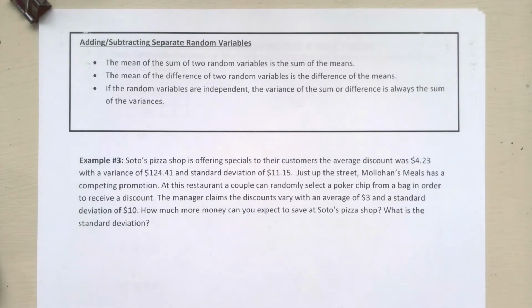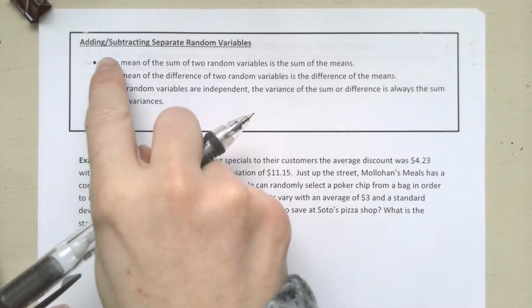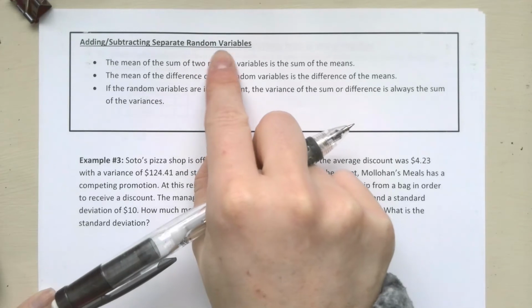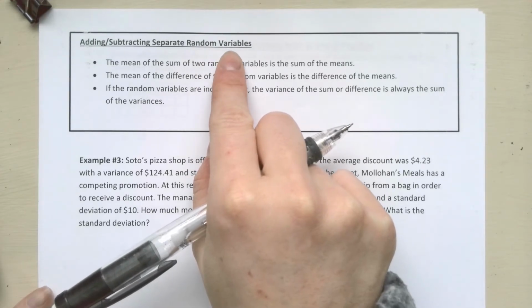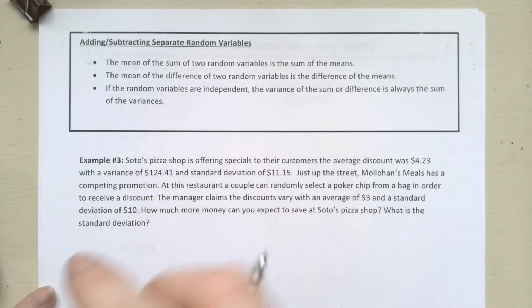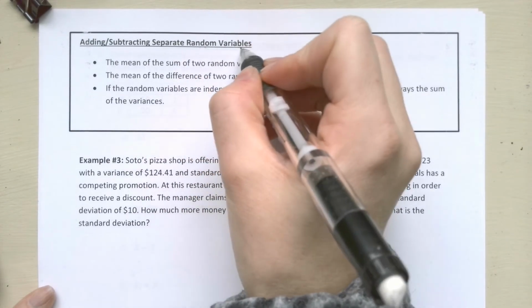On this next page, we are now going to be looking at adding and subtracting separate random variables. So we're going to have 2 different random variables this time. That might mean that we have 2 different games that are happening. You might be flipping a coin and rolling a die. There might be 2 restaurants involved. There's 2 separate random variables.